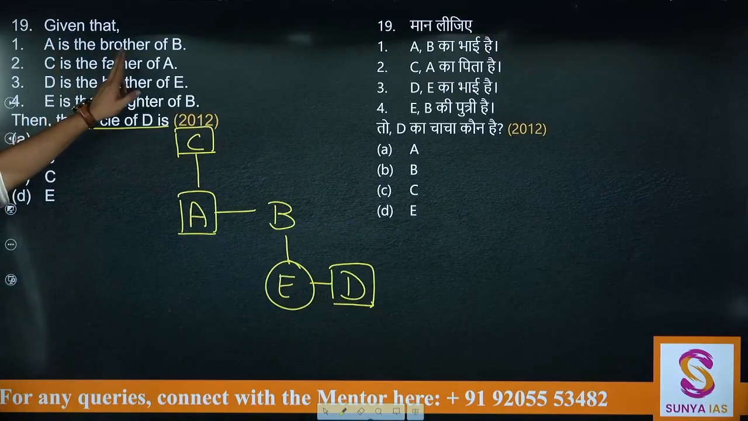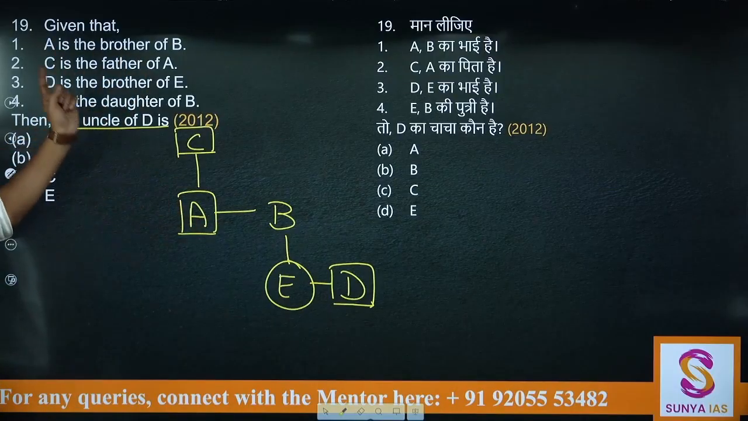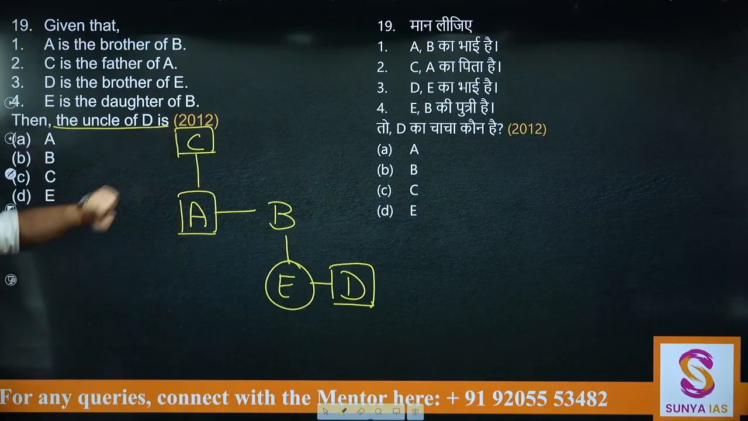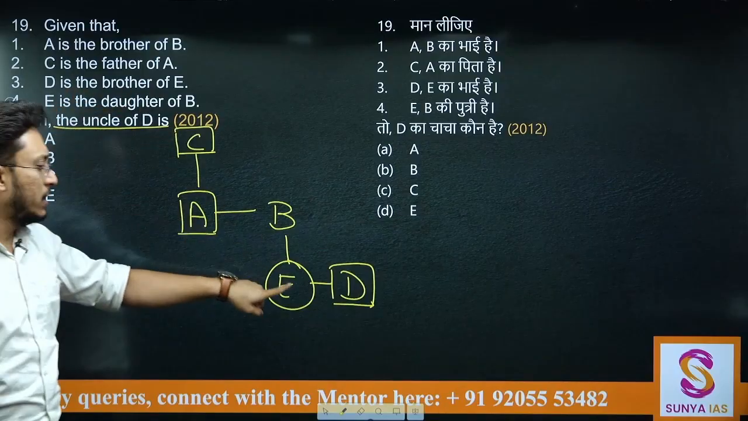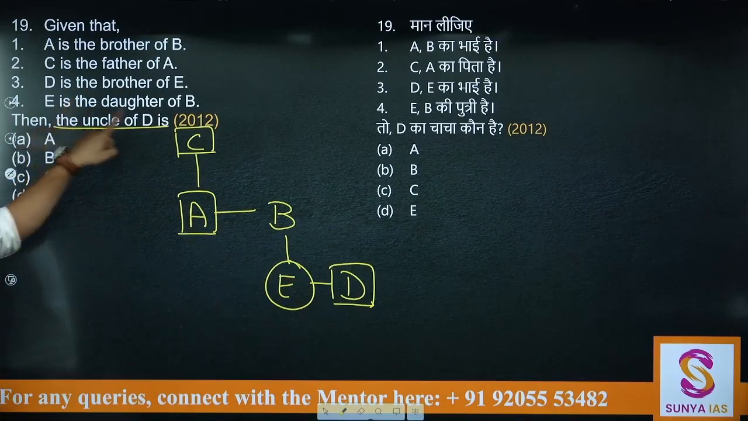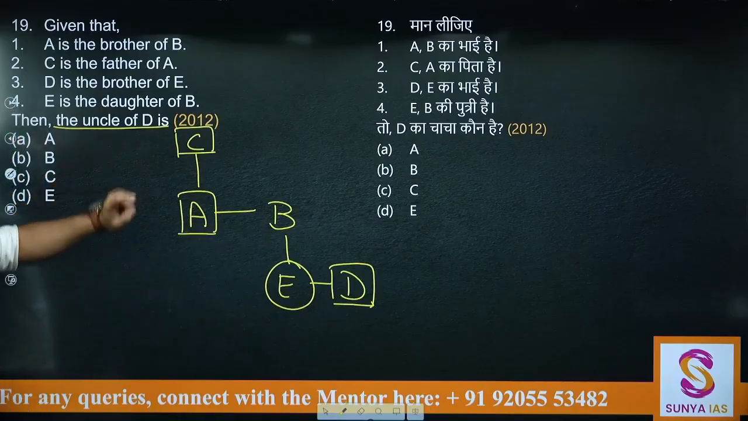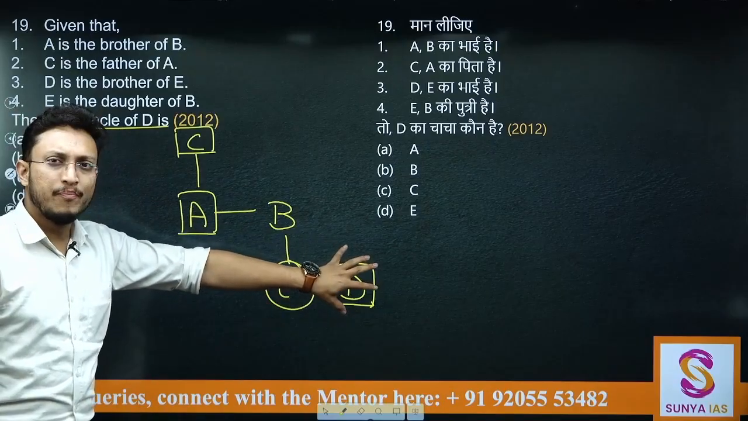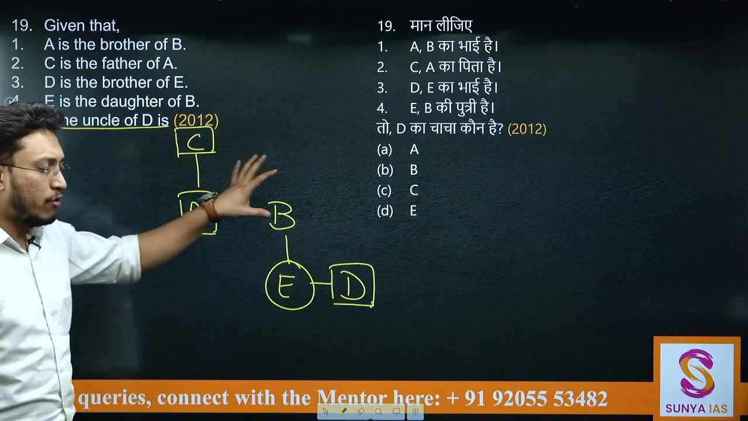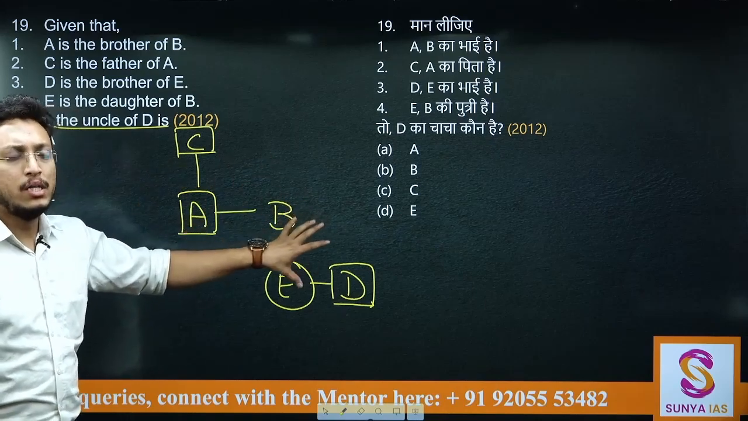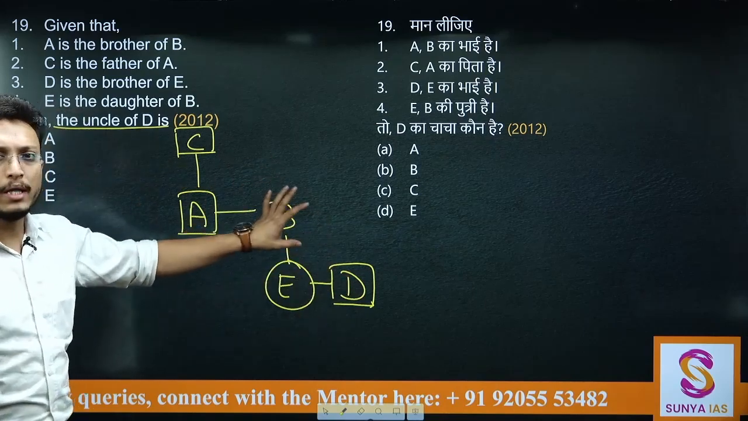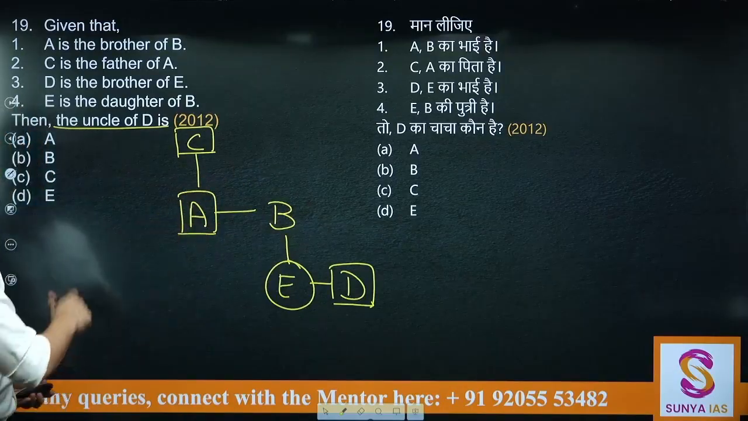A is the brother of B. C is the father of A. D is the brother of E. And E is the daughter of B. Who is the uncle of D? Uncle of D would be the sibling of parents of D. So parent of D is B and the sibling of B is A. So A becomes the uncle.